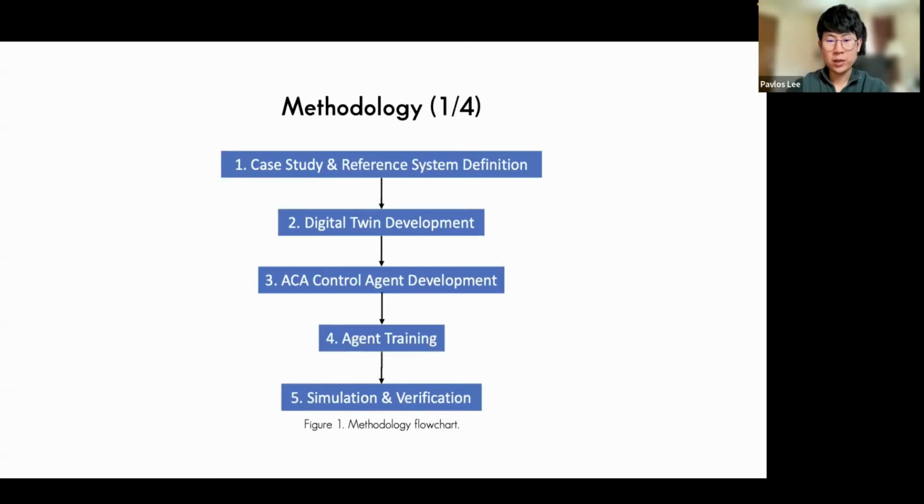In order to tackle the aim of this research, a methodology was developed that consists of the following steps. In the first step, a reference system was defined based on the case study specifics. In step 2, a digital twin of the defined reference system was developed. In step 3, the autonomous collision avoidance controller was developed that was trained in step 4. And in the last step, the controller was simulated and verified in various environments.